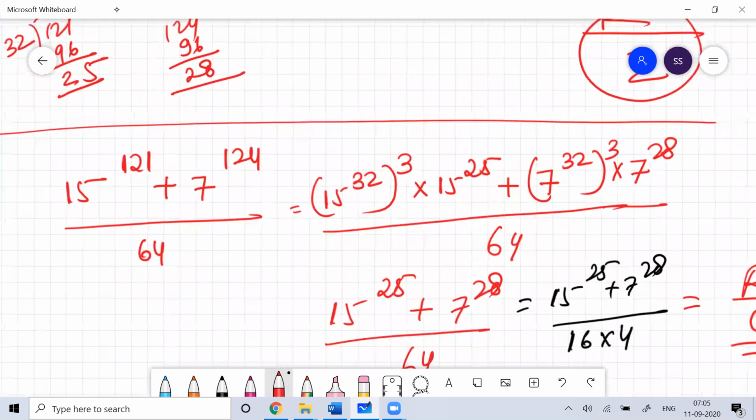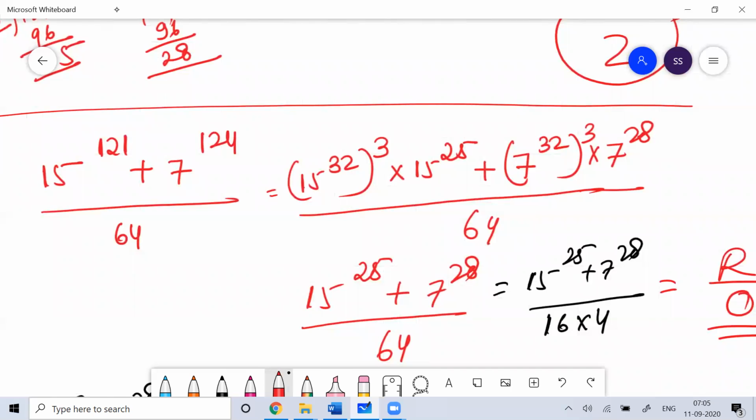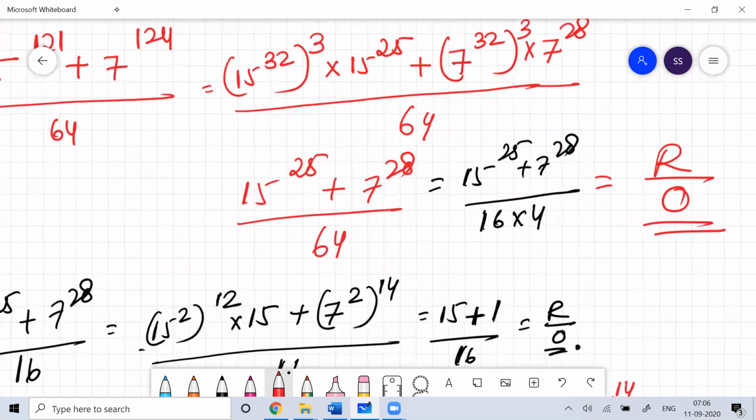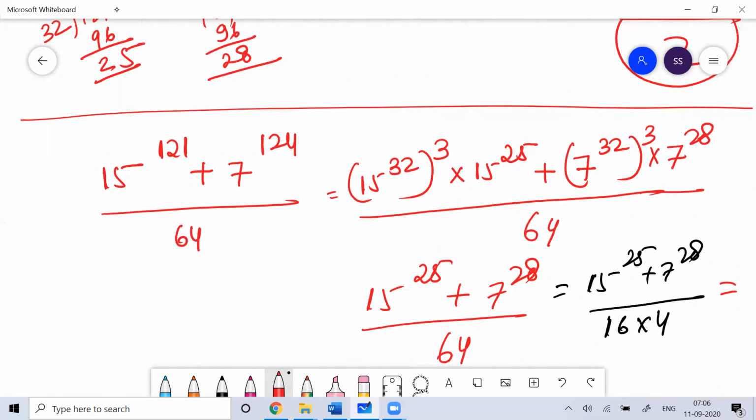Clear? Anyone have any doubt? Anyone want to ask any question?